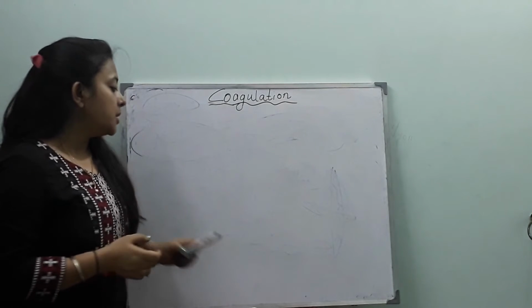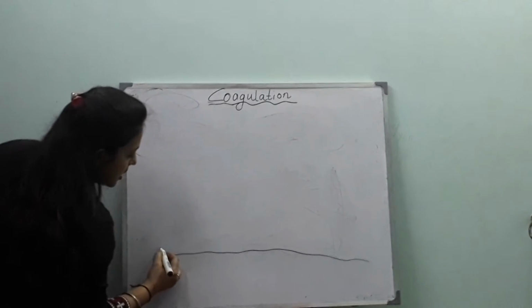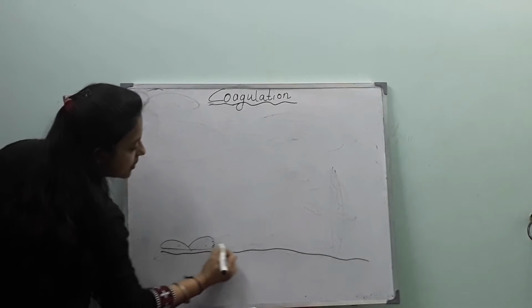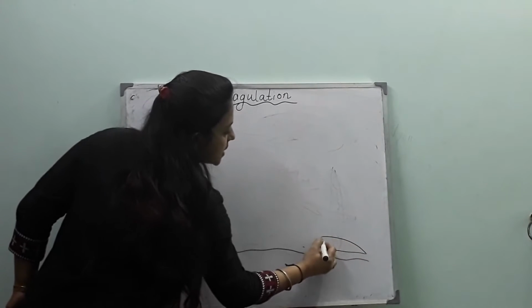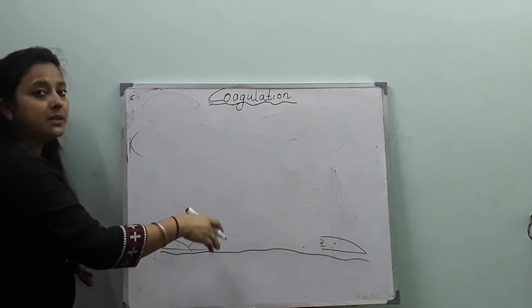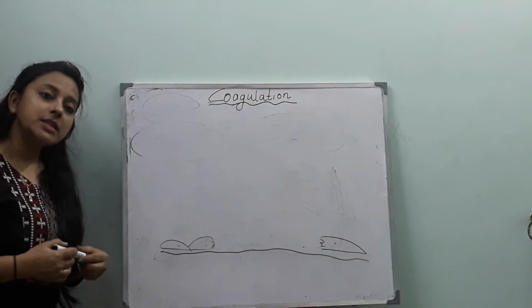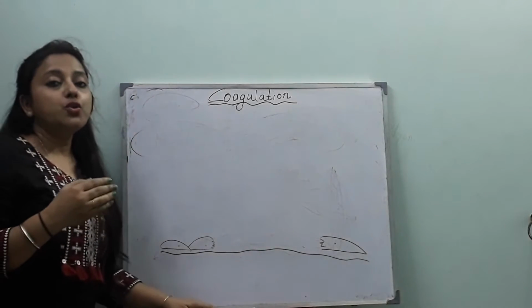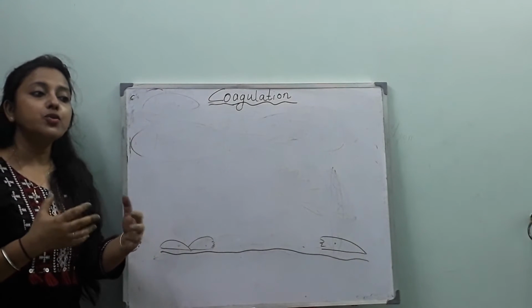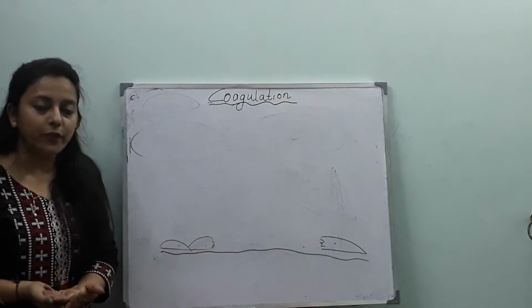Now what happens? Suppose this is our endothelial tissue, and from here we have seen the tissues are damaged. As soon as tissues are damaged, there must be blood leakage from the damaged tissue. But our vascular system knows how to keep the blood in the vascular system, or how to stop the loss of blood from our damaged part, because blood is a very important fluid inside our body.